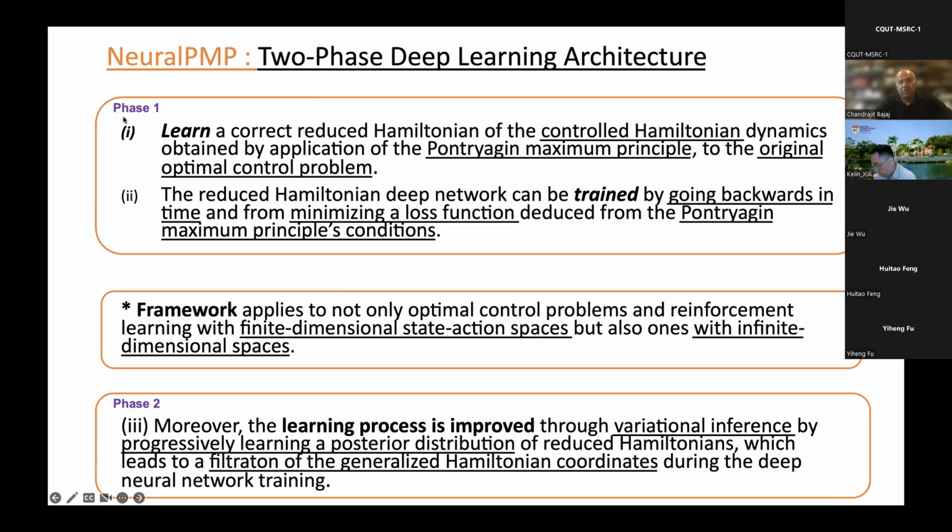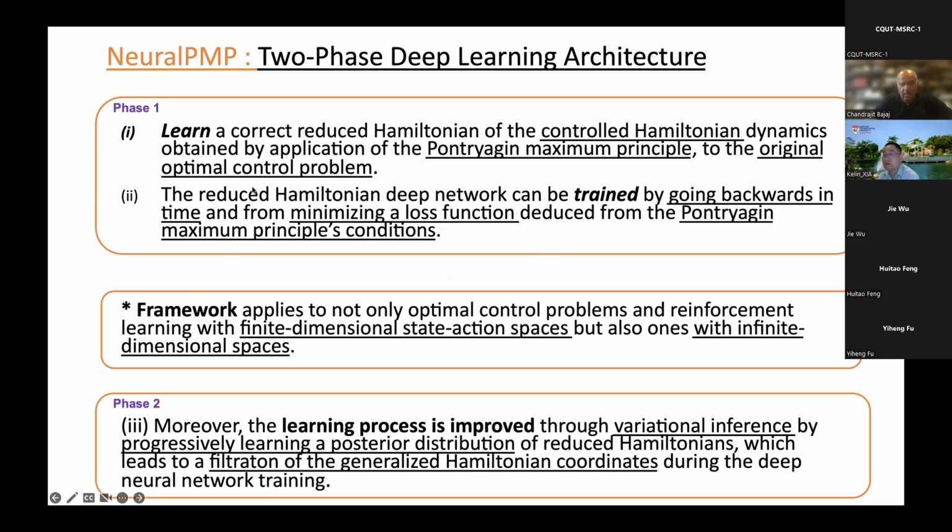NeuralPMP. So in the first phase, we learn a correct reduced Hamiltonian of the controlled Hamiltonian dynamics obtained by application of the PMP to the original control problem, based on the unknown dynamics and also the cost functional that you're imposing. And then the reduced Hamiltonian deep network can be trained by going backwards in time from minimizing a loss function deduced from the Pontryagin principle. And I'll show you this a little bit more.